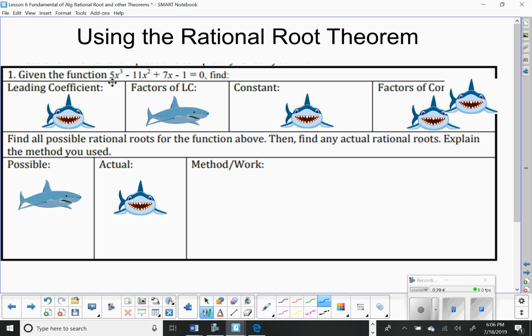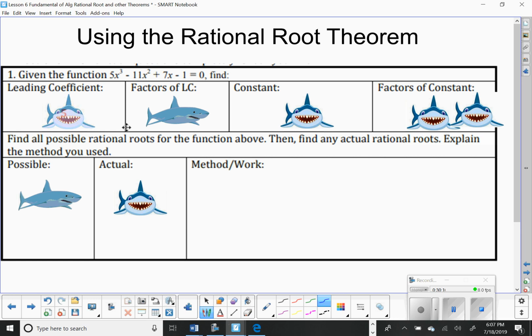Now, we're going to look at using the rational root theorem one more time. Given the function 5x cubed minus 11x squared plus 7x minus 1 equals 0, find the leading coefficient. Find the factors of the lead coefficient. Identify the constant and give me the factors of the constant. Now, pause the video and do that.